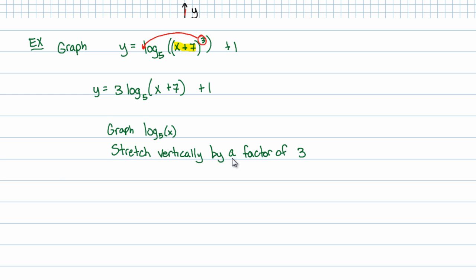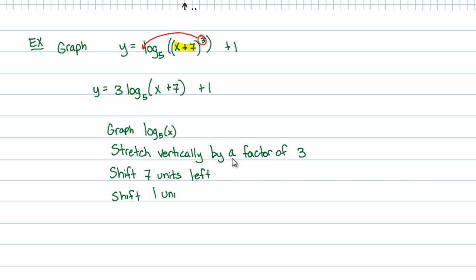And then we're going to shift. It's plus 7 on the inside. Remember, on the inside it's always opposite of what you would think, so instead of going to the right 7, this will go to the left 7. So shift 7 units left. And then finally, that plus 1 on the outside is shift 1 unit up. So let's go ahead and do that using our last graph.